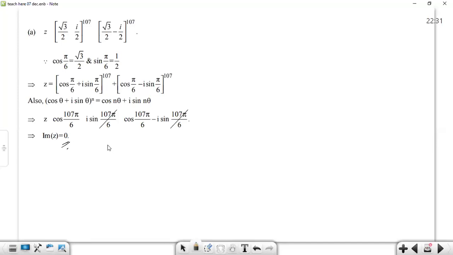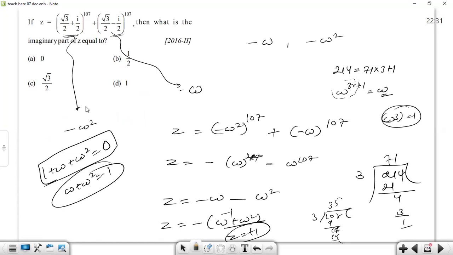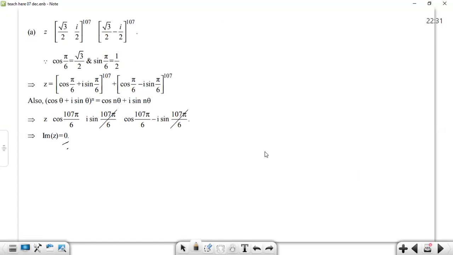I guess they have given a wrong answer. They are not wrong. So the complex number is z equal to 1. But the question is asking what is the imaginary part of z. So please read the question completely. Don't make silly mistakes like me.